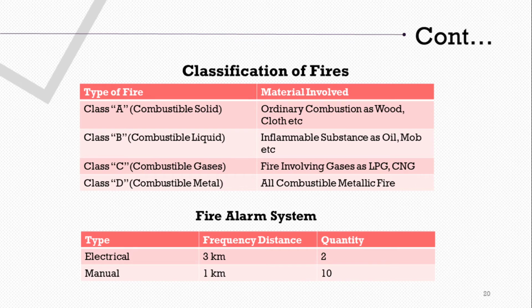And the fourth one is class D, combustible matter, in which the fire occurs in metallic parts. Now, the fire alarm system has two types. One is electric and the second one is manual. In the case of electric, the frequency distance is around 3 km, which indicates the fire alarm covers a radius of 3 km of that area, and in the case of manual it is 1 km.